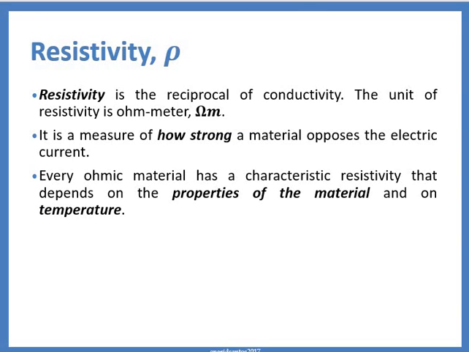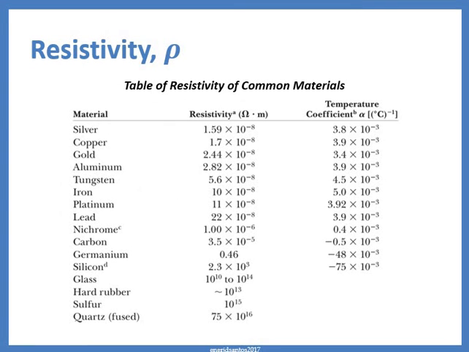The resistivity is the reciprocal of the conductivity, and it is a measure of how strong a material opposes the electric current. Every ohmic material has a characteristic resistivity that depends on the properties of the material and on temperature. The unit of resistivity is ohm meter. Here shows a list of the resistivity of common materials.